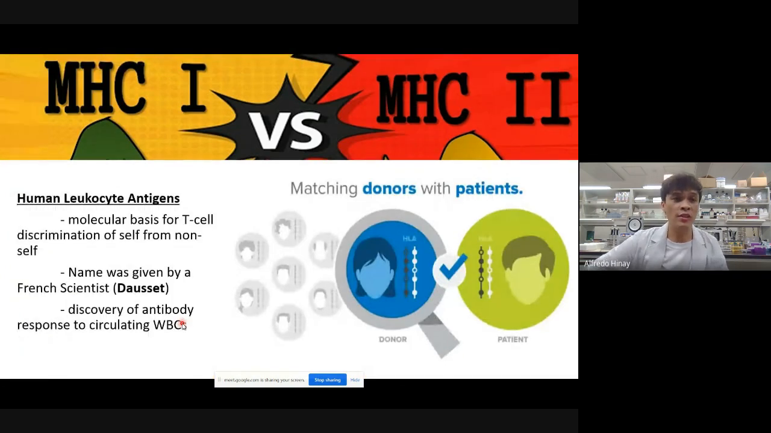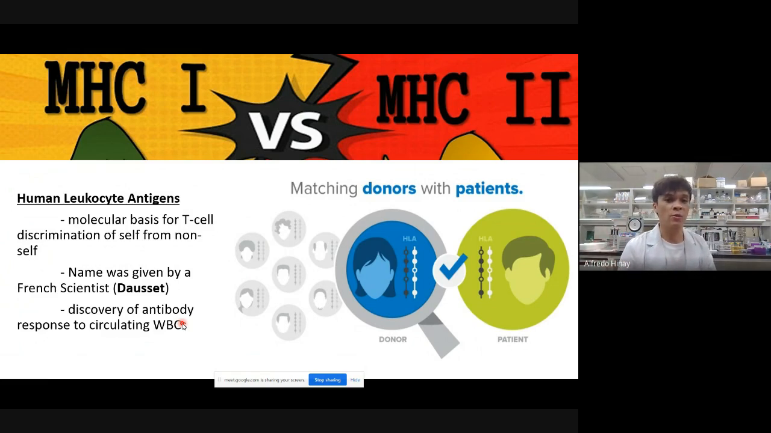So your human leukocyte antigen, okay, is the molecular basis for T cell discrimination to determine which cells are self from your non-self antigen. So therefore, these are markers that indicate that this part of, for example, a cell or organ is part of the body. So this is the marker, a tag that this specific cell contains a specific antigen that is self, not non-self.